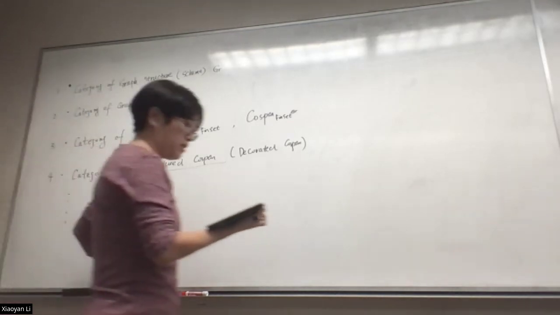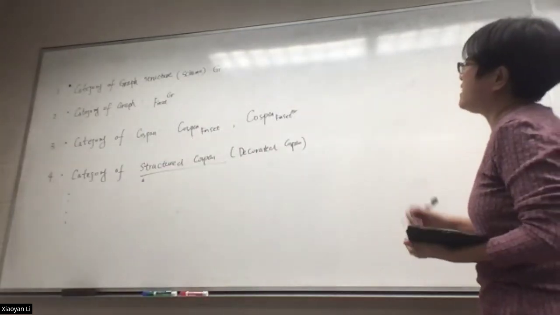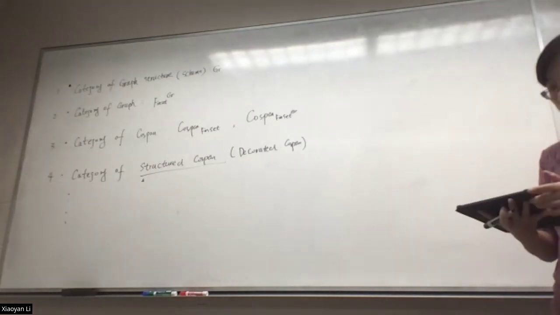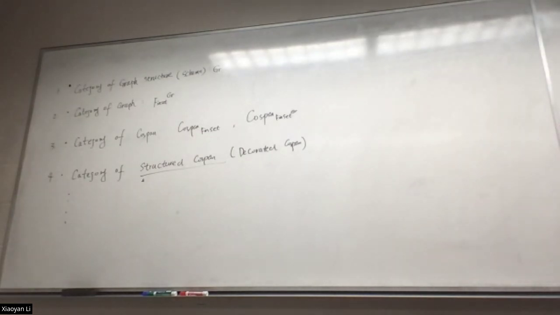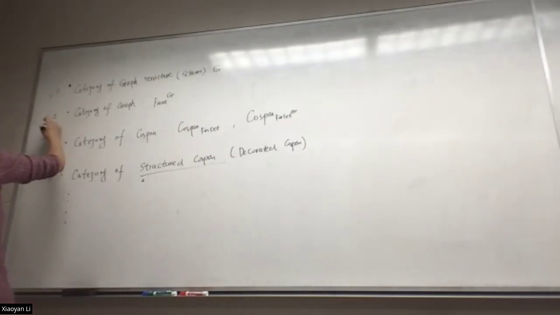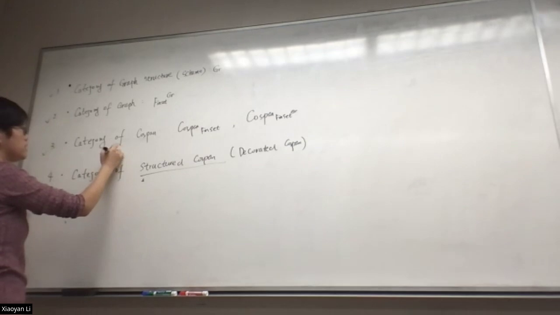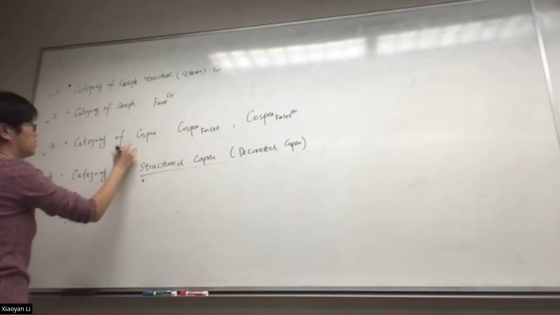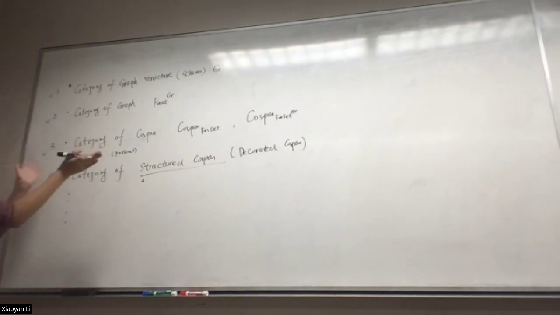So this is the list. Now let's see. For the beginning, I think for the first and the second, we have already seen this in our previous classes. And for the third one, the key part is the composition. The composition is pushout. We use the pushout, as the composition of the morphisms in the category of Cospan. So it is like 2.5 or something we have already seen in our previous classes.